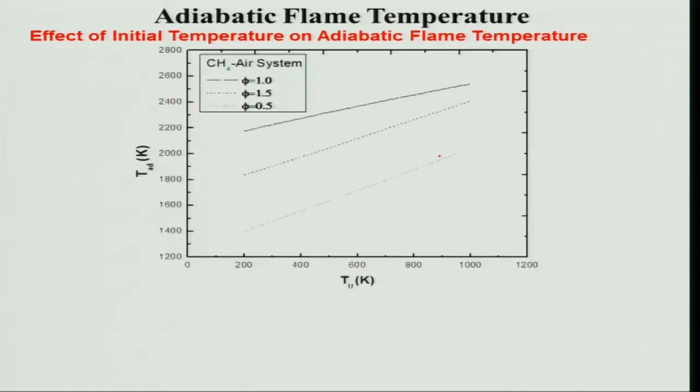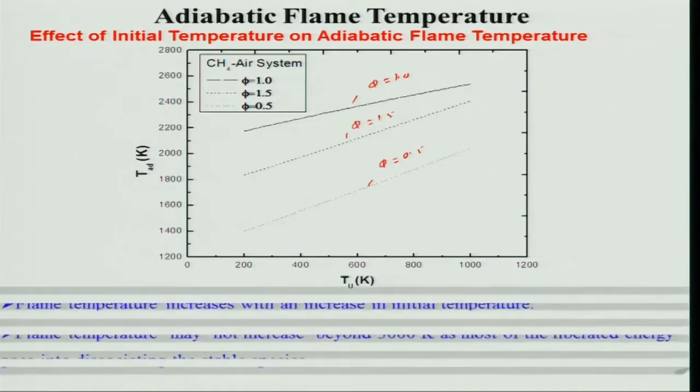If you look, I have taken three equivalence ratios for a methane-air system. One is of course phi equal to 1, and with inlet temperature, the adiabatic temperature just increases. This is phi equal to 1.5, and this is phi equal to 0.5. Of course, all have similar features, right?